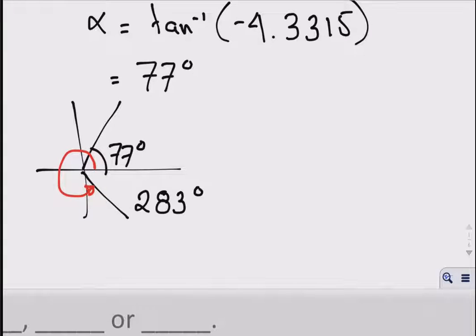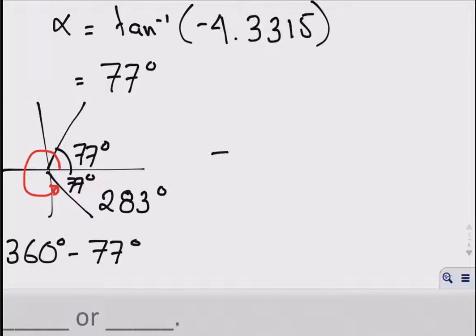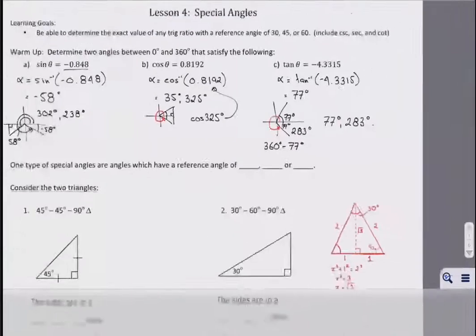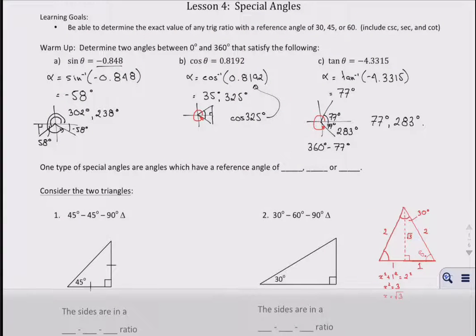That is arrived at by subtracting 77 from 360, which is one full complete revolution. So our two angles are 77 degrees and 283 degrees. There you have your warm-up. Now we'll get started with the lesson itself.